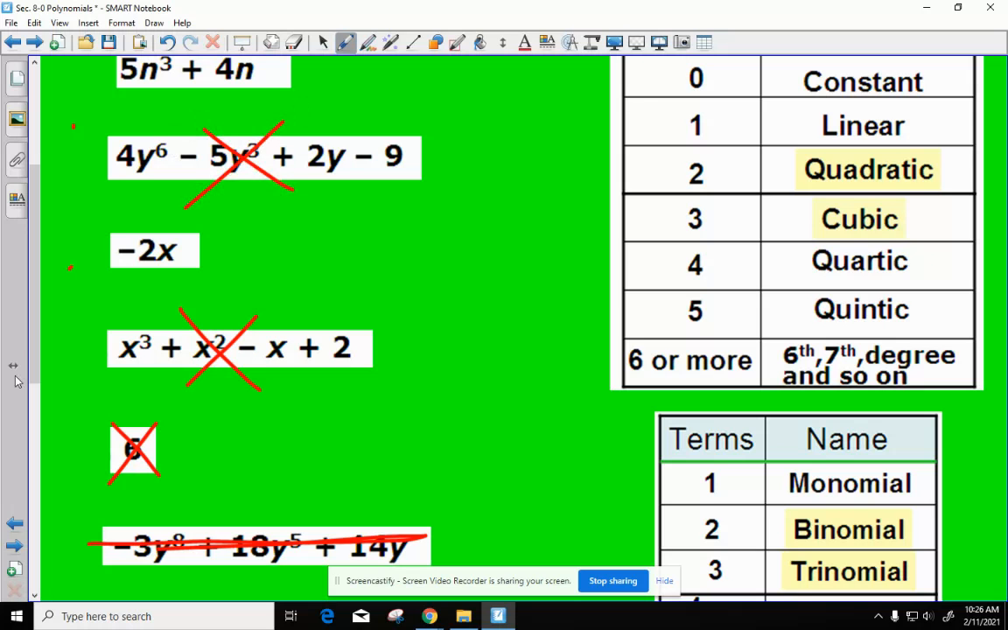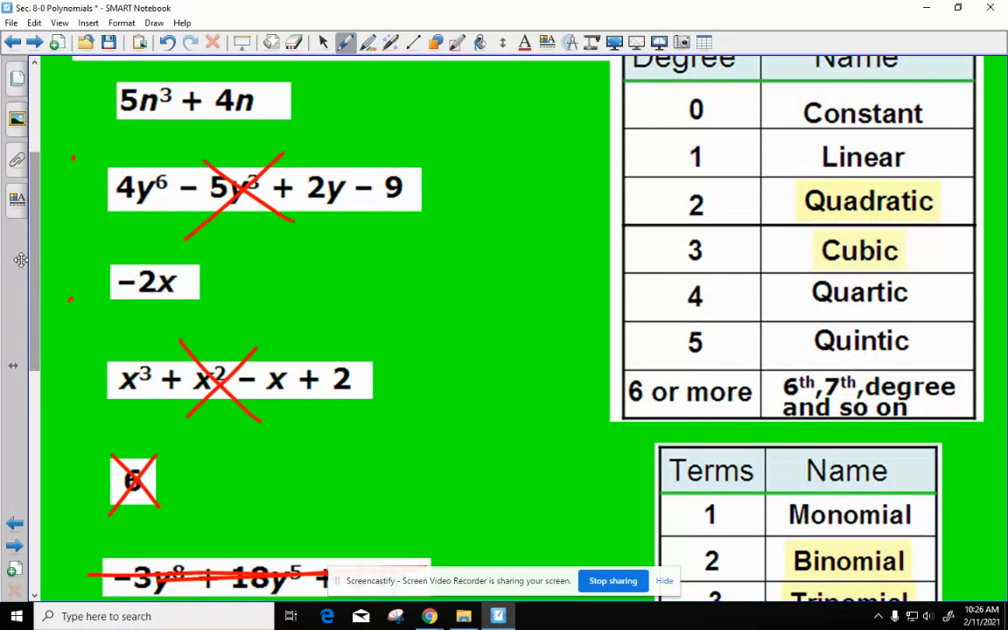Okay. So we got 2 left. You name either one of those. Holly, can you name one of those? Cubic binomial? She's talking about the first one. We only have one left. Braden, can you name it? A linear monomial. Very good.